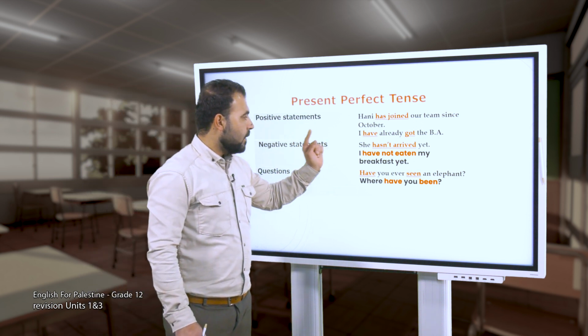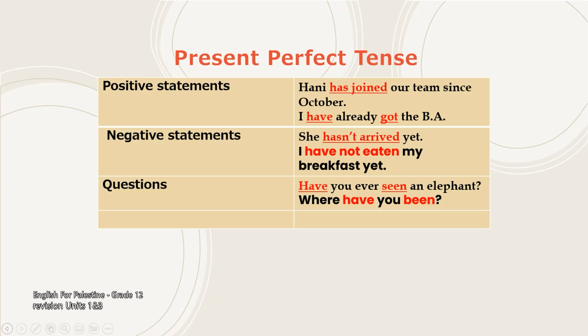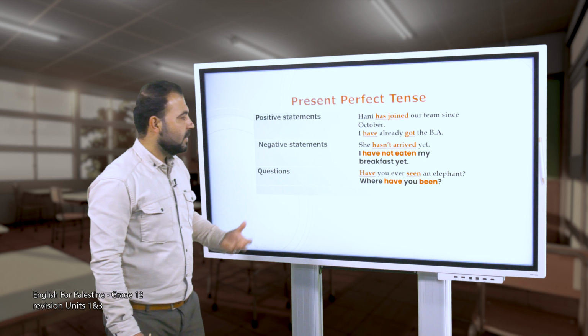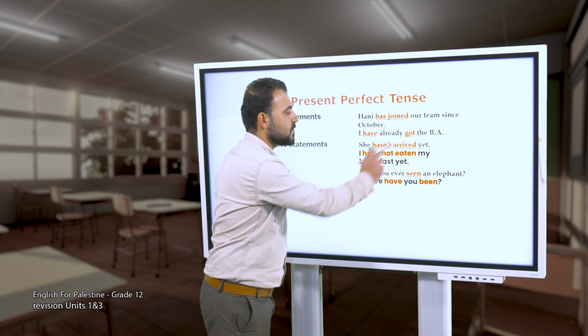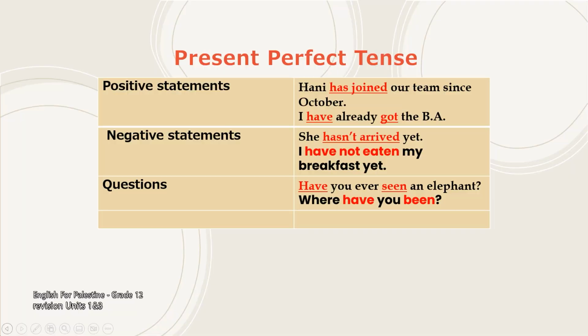Another example, I have already got the BA. I is followed with have and the verb get in the past participle form, which is got. I have already got. Already, by the way, is a key word that is used with the present perfect tense.